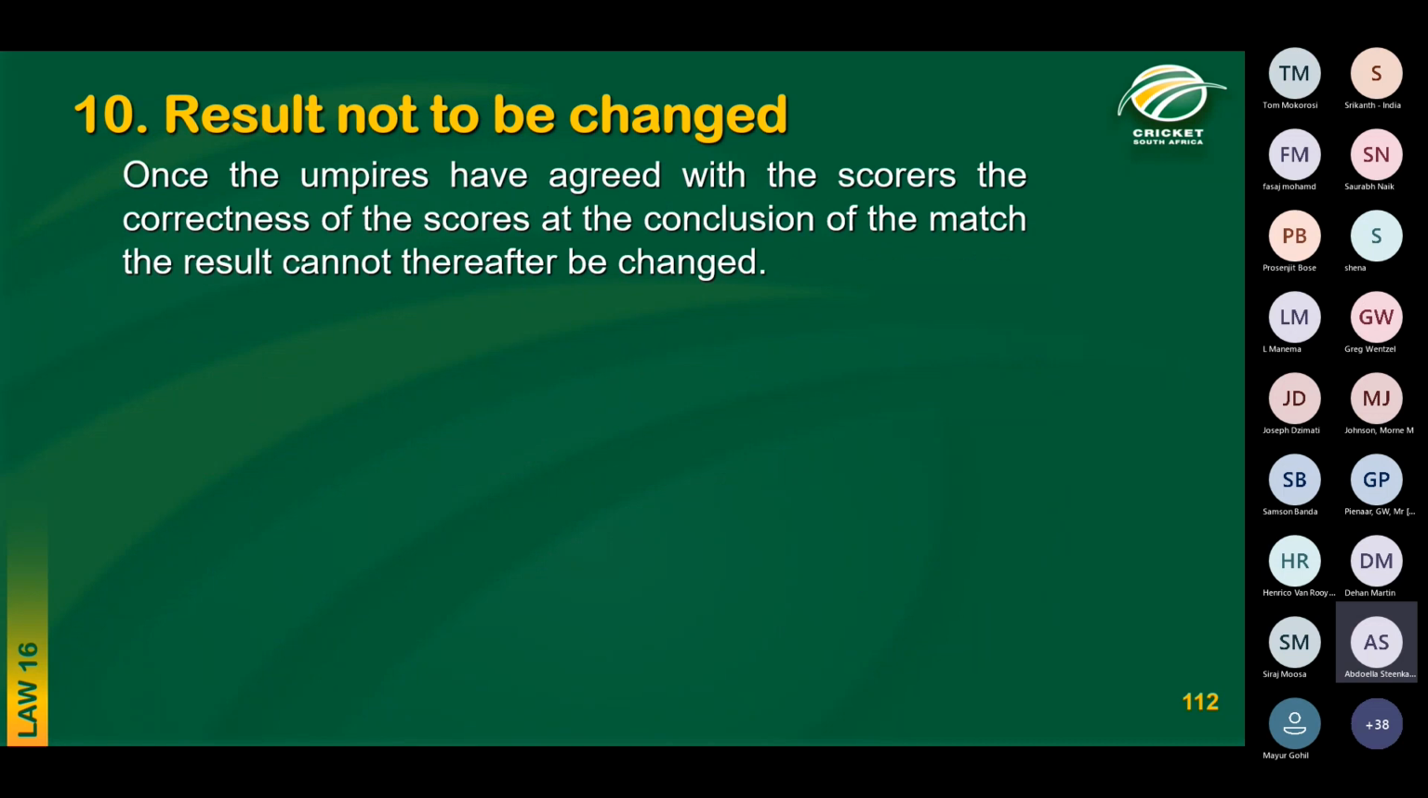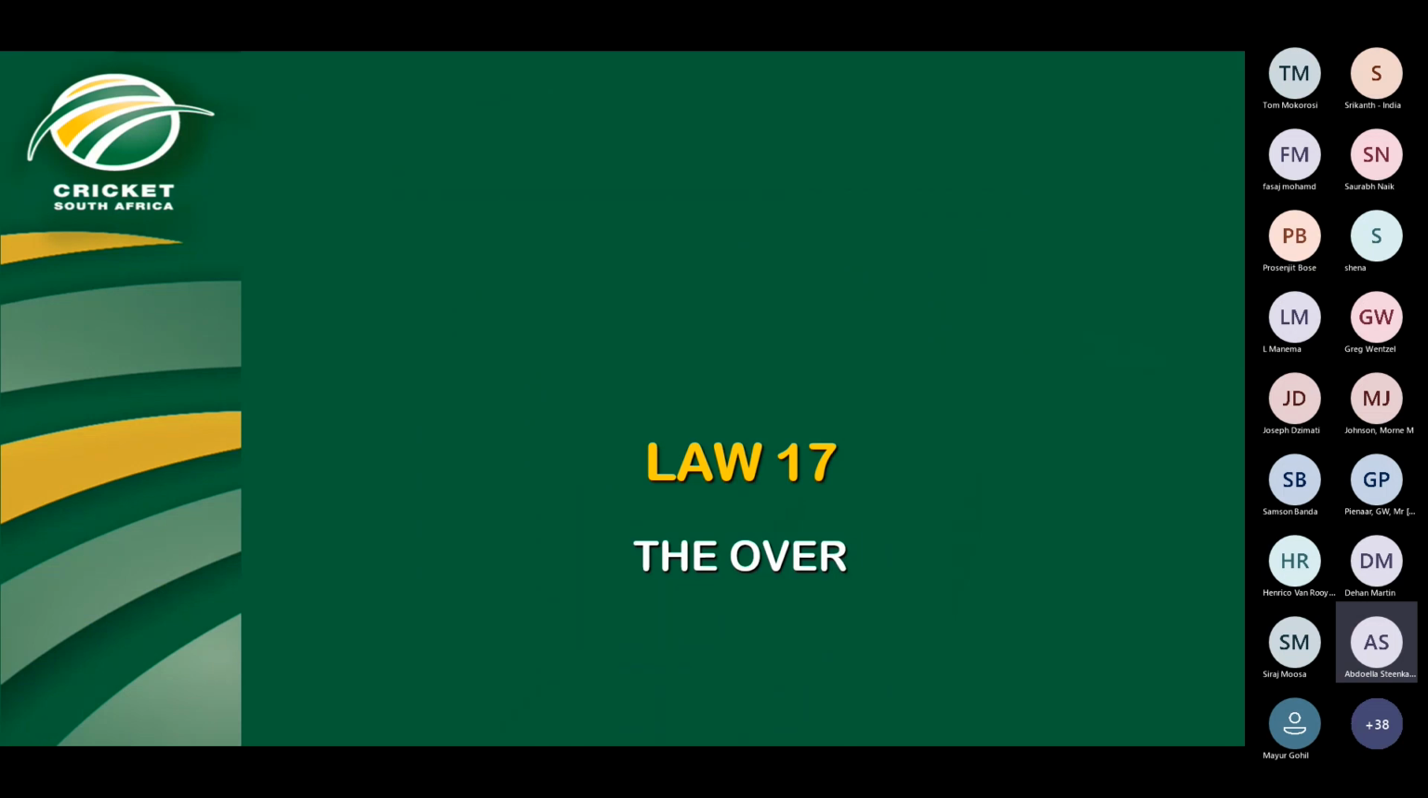Once the umpires have agreed with the scorers on the correctness of the scores at the conclusion of the game, once that is done, umpires are happy, scorers are happy, then the result cannot be changed afterwards.